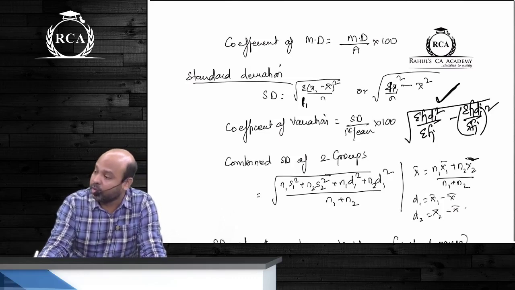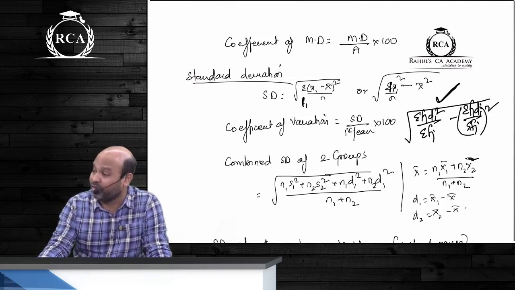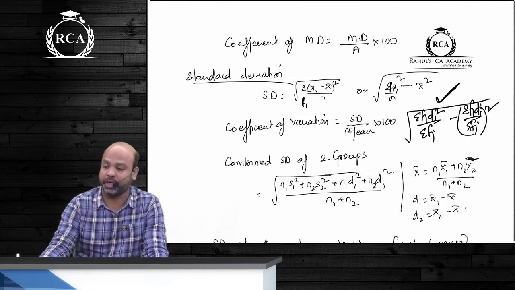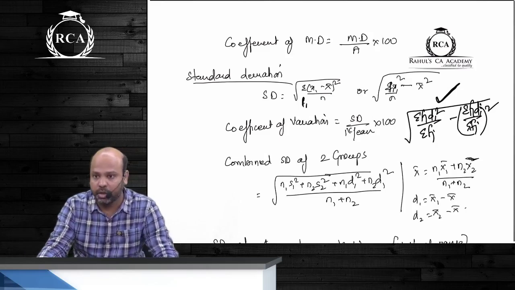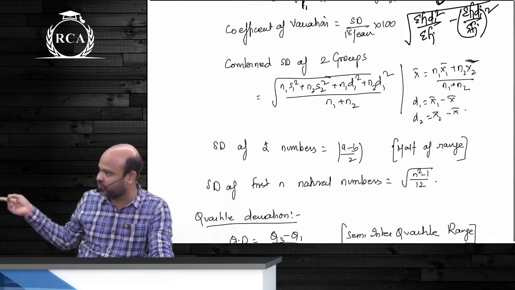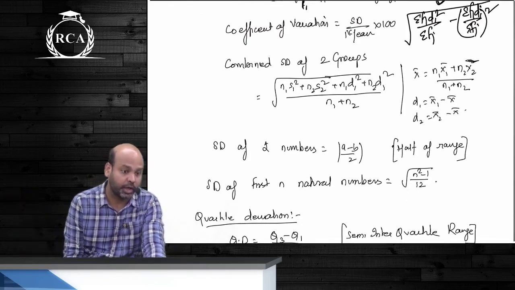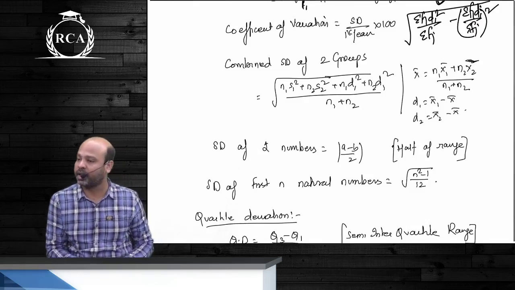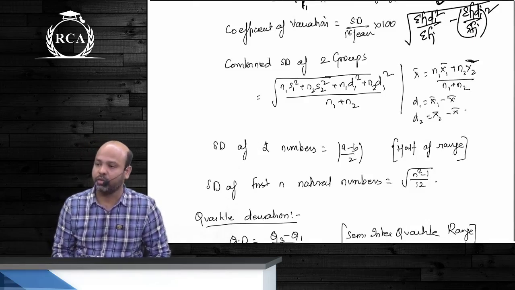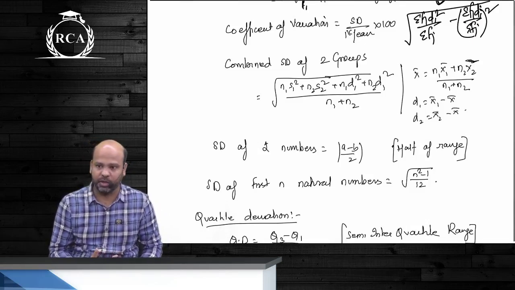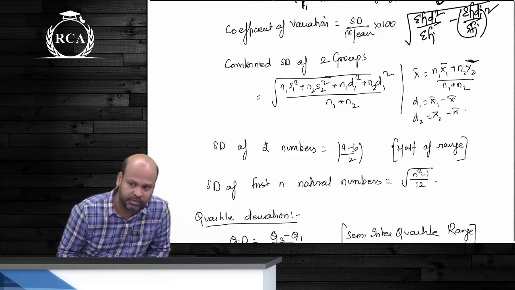Now, the square of standard deviation is called variance. Coefficient of standard deviation will be equal to standard deviation divided by mean into 100. Because standard deviation is based on all the observations, we do have a formula for combined standard deviation, which will be root over n1 s1 square plus n2 s2 square plus n1 d1 square plus n2 d2 square by n1 plus n2. Here d1 and d2, guys, are deviations of individual means from the combined mean. So d1 will be x1 bar minus x bar, d2 will be x2 bar minus x bar.